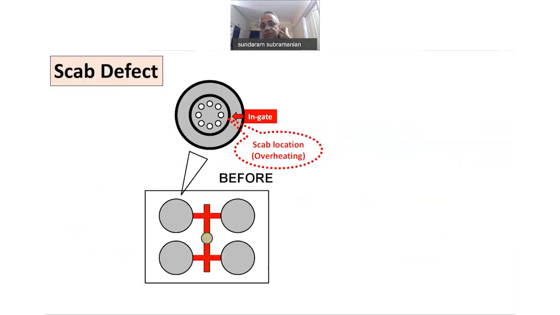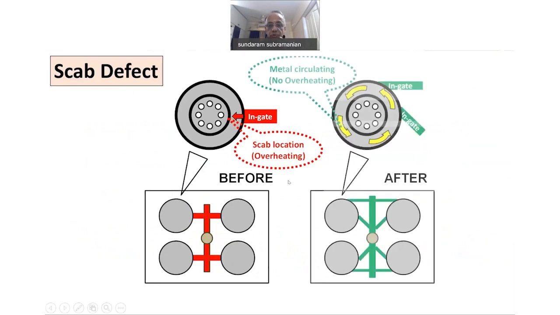So this is the layout of 4 cavities in the pattern, and there is a single gate to each cavity, and the scab was found in this position right in front of the gate. So the solution was to provide 2 gates, not exactly at right angles to the casting, but at an inclination to the casting, whereby you can effect a circular motion to the filling metal.